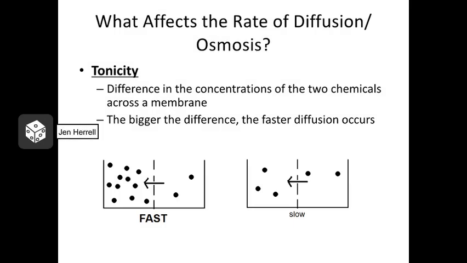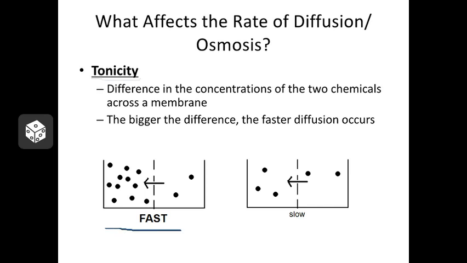Several different factors can affect the rate at which diffusion occurs, and the first is tonicity. Tonicity is another word to describe the strength of the concentration gradient. So the bigger the difference in concentration between two solutions, the higher the tonicity. So how does this affect diffusion?